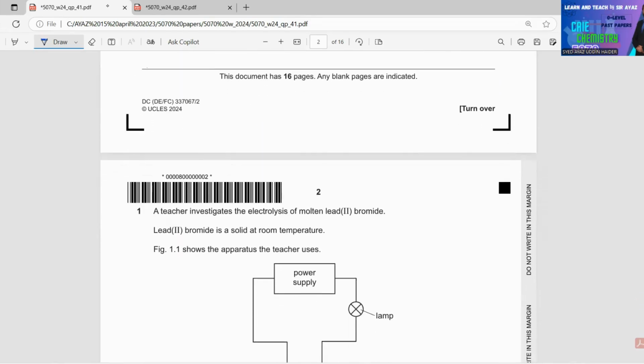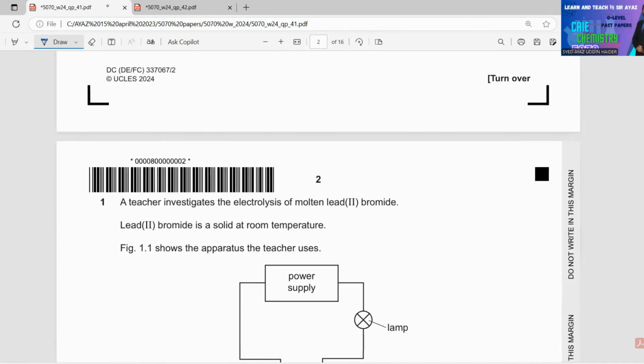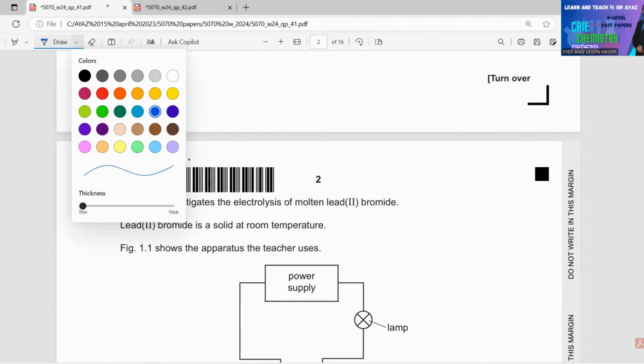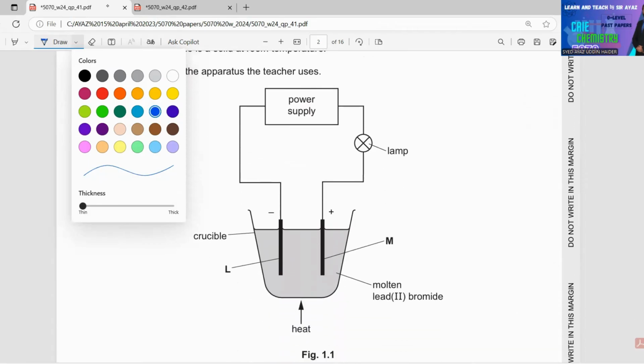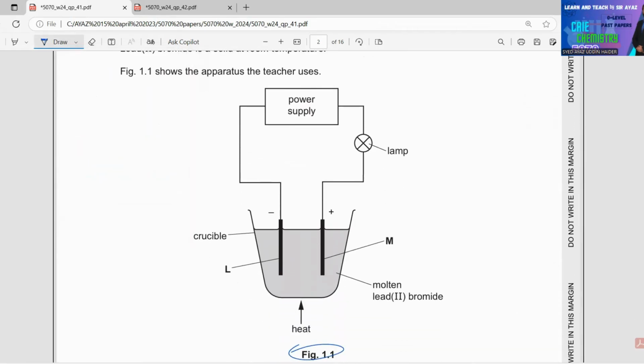Here's question number 1. A teacher investigates the electrolysis of molten lead bromide. Lead bromide is a solid at room temperature. Figure 1.1 shows the apparatus that the teacher uses. Here's the apparatus: we have a power supply, a lamp, electrodes L and M, and a crucible containing molten lead bromide.